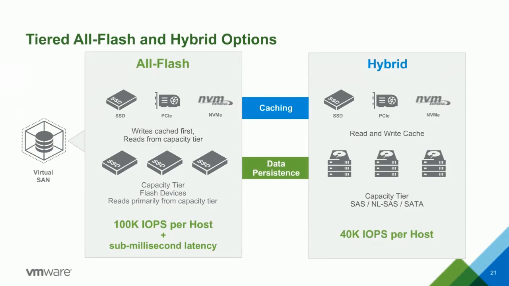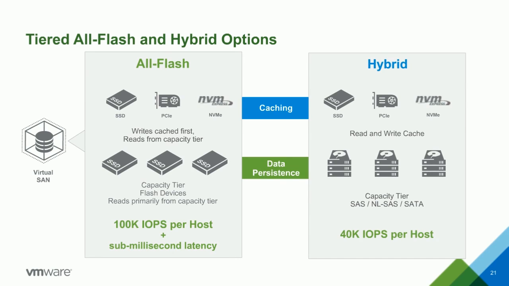Okay, now here are a couple of the options that we have. Again, I've mentioned all flash, I've mentioned hybrid. From a caching tier, we do support solid-state devices, PCIe devices, as well as NVMe-based devices. And then from a capacity tier, we support either solid-state capacity devices or we support traditional spinning drives. We've got quite a few different options available on our vSphere compatibility guide specific to vSAN.